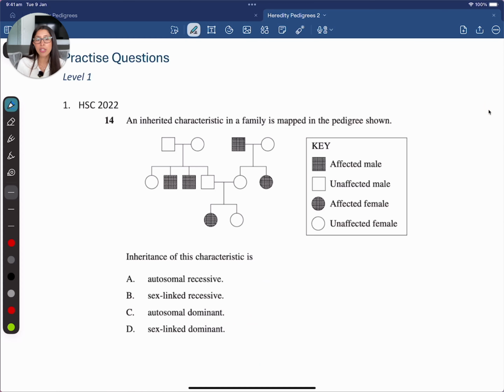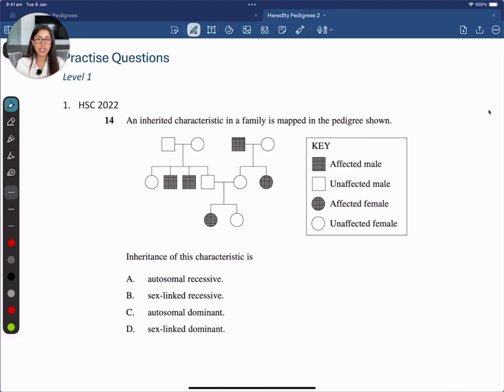So now we're going to be looking at some practice questions. A lot of them are coming from HSC papers directly, so you can definitely have a look at the style of questions that could be asked. So in this case, you can see an inherited characteristic in a family is mapped out in the pedigree shown. The inheritance of the characteristic is either autosomal recessive, sex-linked recessive, autosomal dominant, or sex-linked dominant.